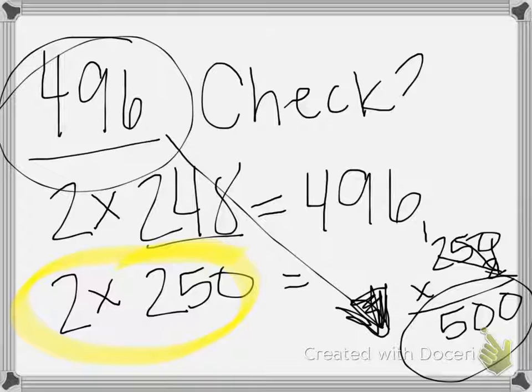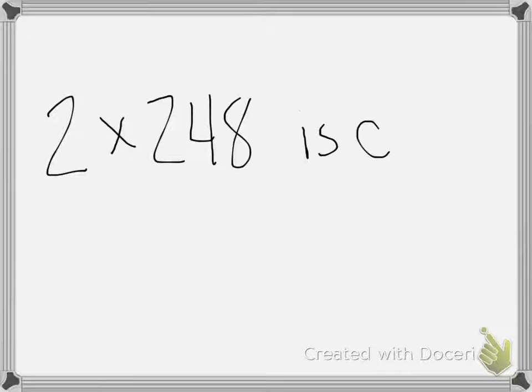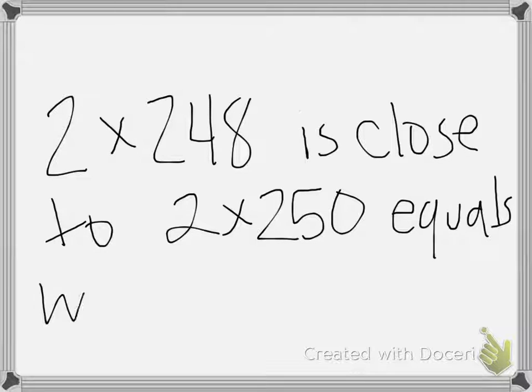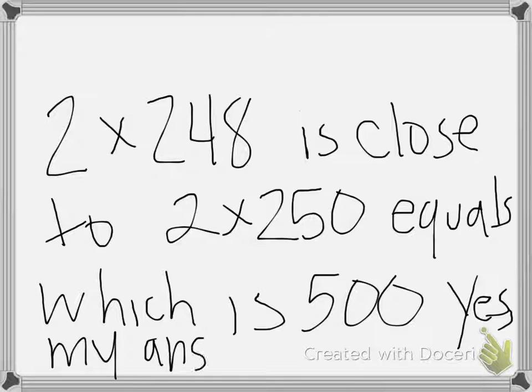So in that last box where it says check and reasonable, you are going to write this problem, if you have not already. 2 times 248 is close to what 2 times 250 equals, which is 500. So yes, comma, my answer is reasonable.